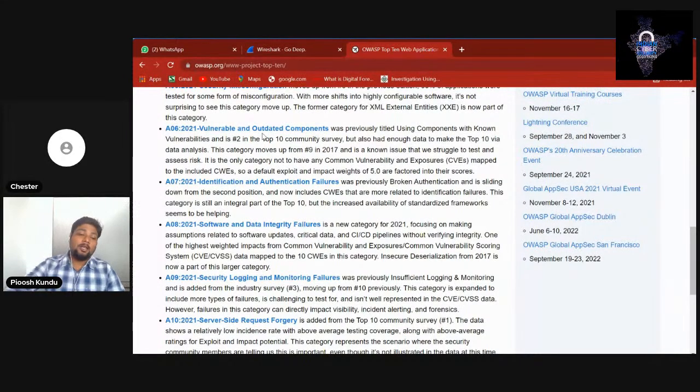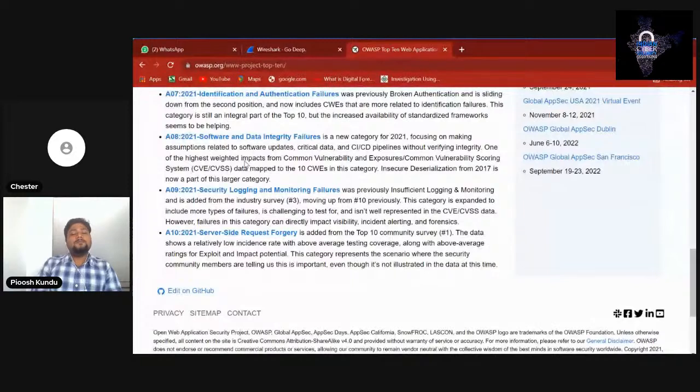In the 10th position, the last category, has been taken by server-side request forgery, which was added from the top 10 community survey by OWASP. The data shows a relatively low incident rate with above average testing coverage, along with above average ratings for exploit and impact potential. This category represents the scenario where the security community members are telling us this is important, even though it is not illustrated in the data at this time.